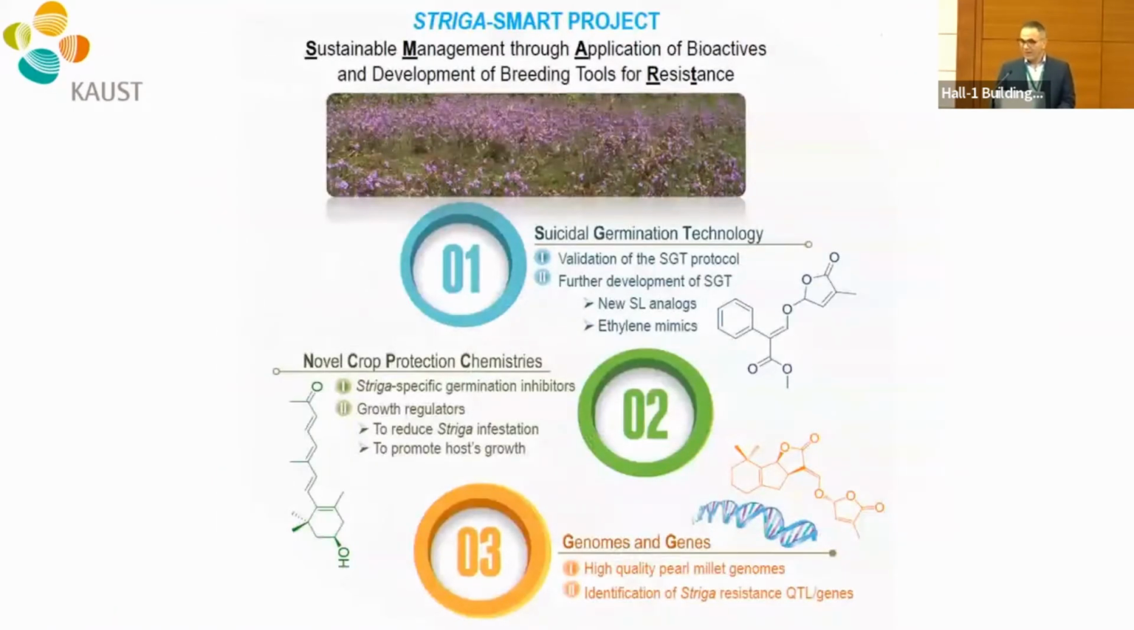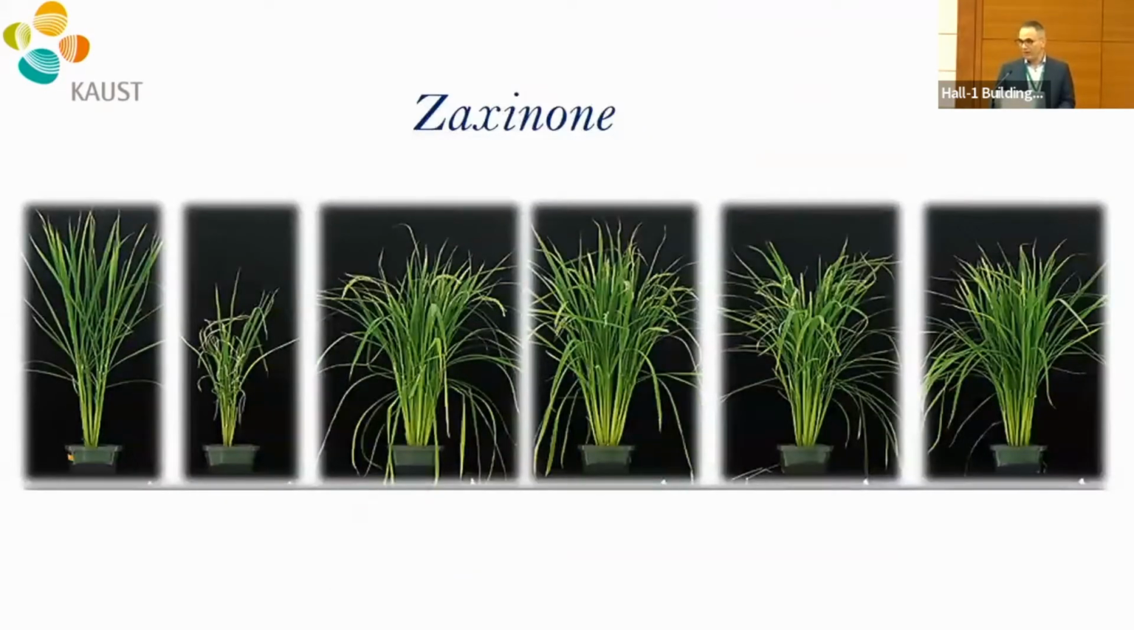And we went to a second phase of this project in which we are continuing improving this suicidal germination technology. In addition, we are applying growth promoting compounds that help the plants to escape Striga infestation. One of them is zaxinone. You see here the effect of varying zaxinone concentration in rice.